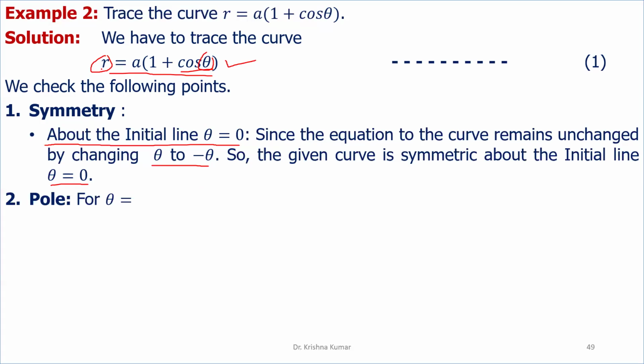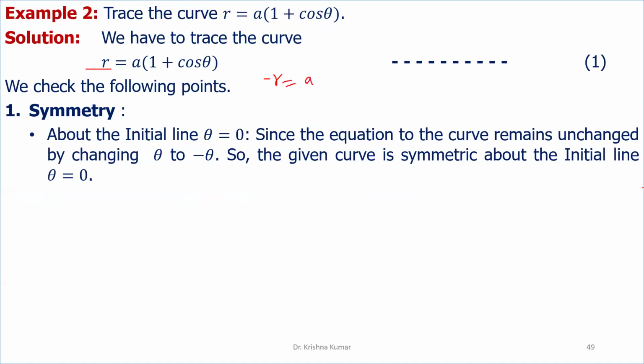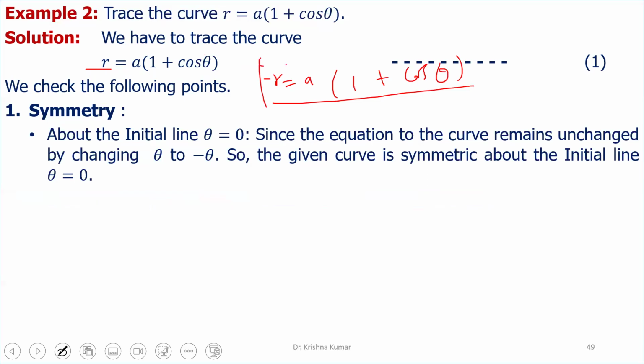Now, if you want to check the symmetry about the line theta equal to pi by 2, we replace r by minus r and theta by minus theta. So minus r is equal to a times (1 plus cos theta), because cos of minus theta is cos theta. So this equation and the given equation are different. So we say that the curve is not symmetric about the line theta equal to pi by 2.